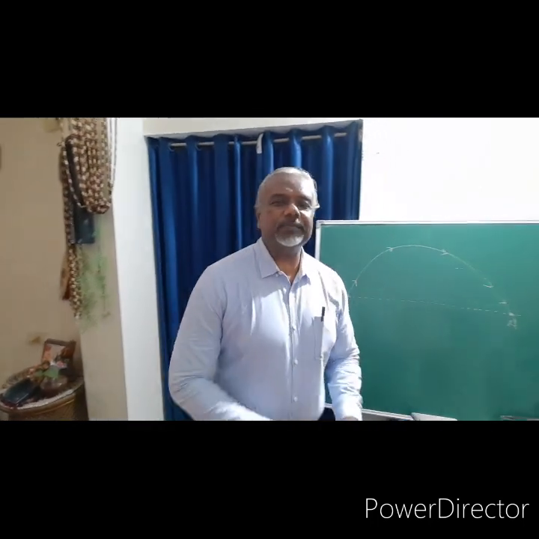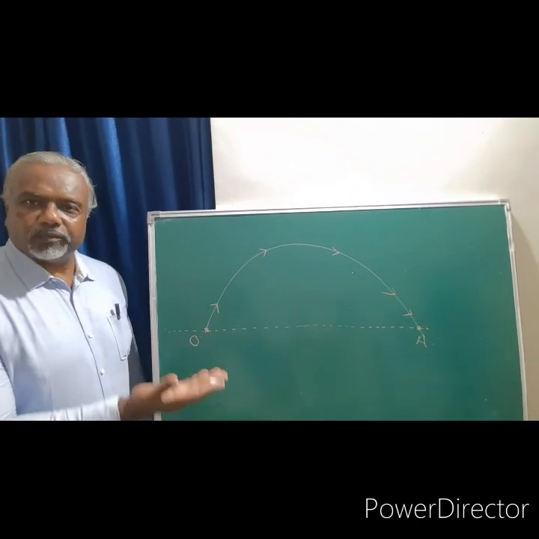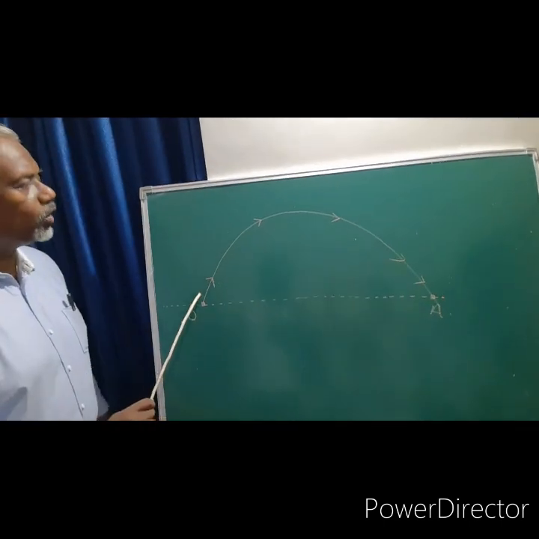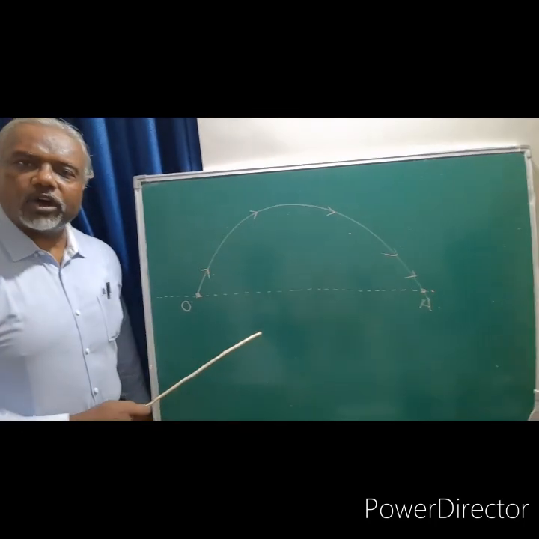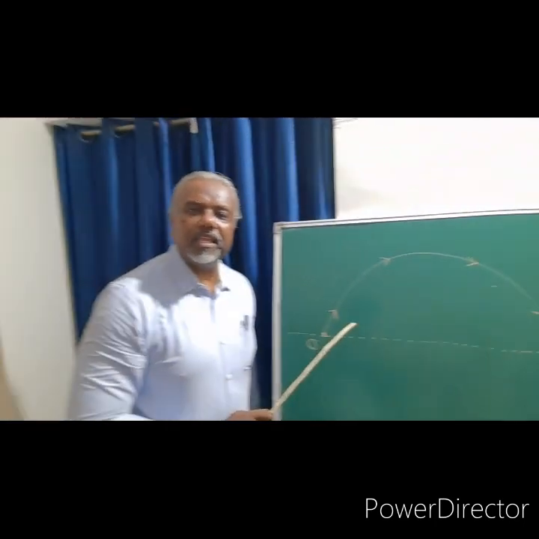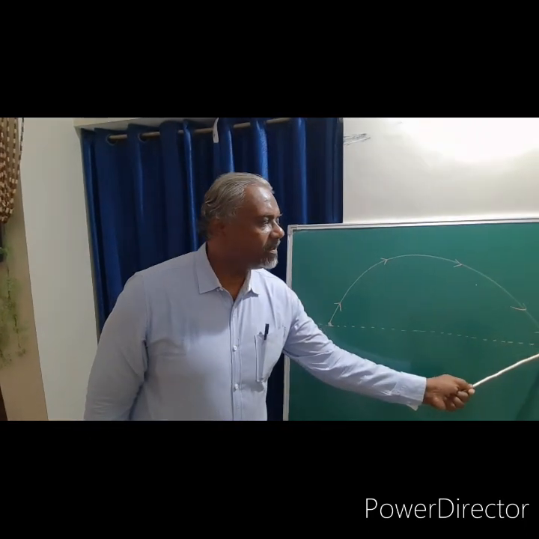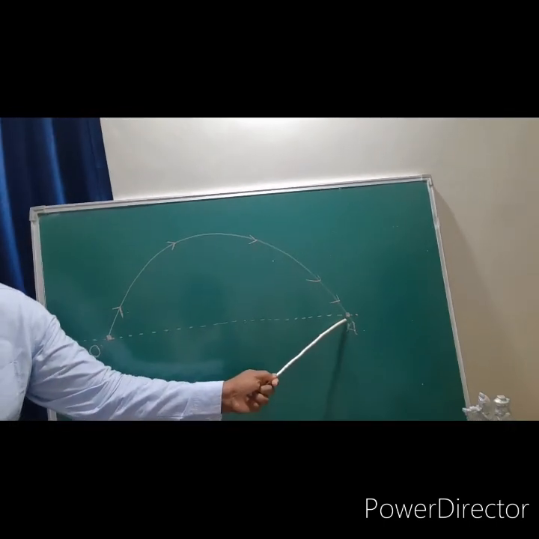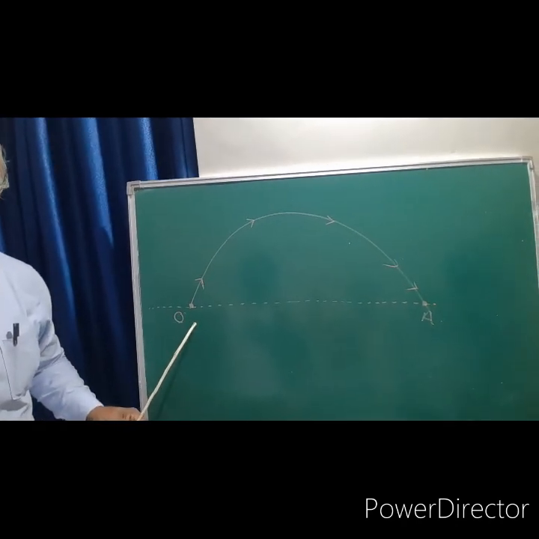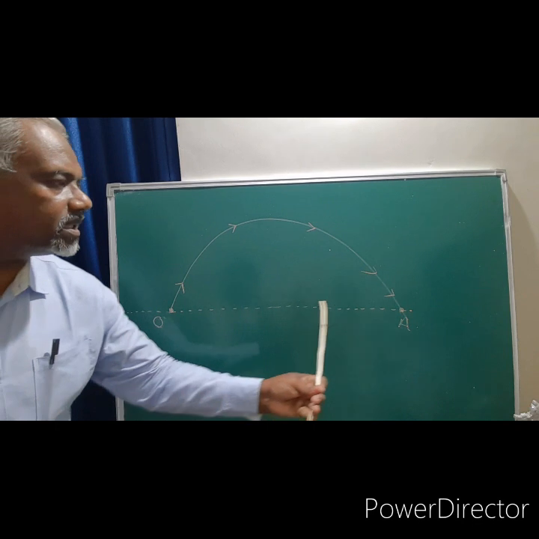So come again here, a javelin is thrown from point O, and once thrown it moves under the influence of gravity. And suppose it follows this path. I have drawn the path of the javelin in the plane of the blackboard. So this is an example of two-dimensional motion. Javelin strikes at point A. Sorry, point O is the point of projection, and point A is a point on the same horizontal plane.